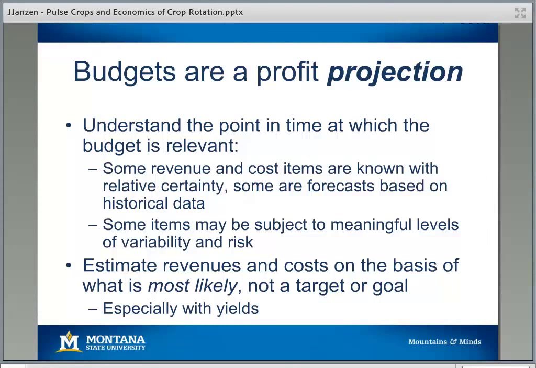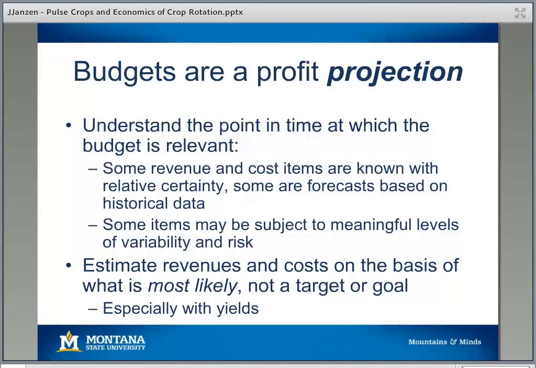The important thing to note is that when we're going through this budget exercise, we want to estimate revenues and costs on the basis of what outcomes are most likely. So we're going to use, for example, a yield estimate that's the most probable, most likely to occur value for our per acre yield. In some agronomic exercises, it's useful to have a target yield or a goal yield in mind and try to hit that target, right? Optimize our input use so that we can achieve maximum yield.